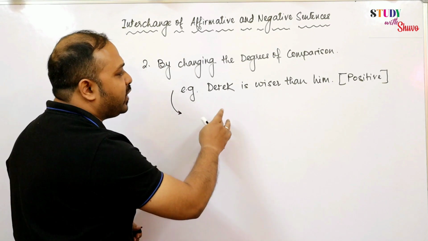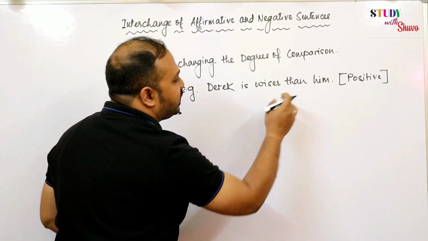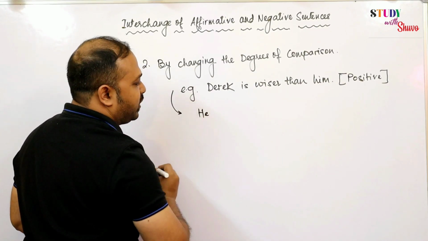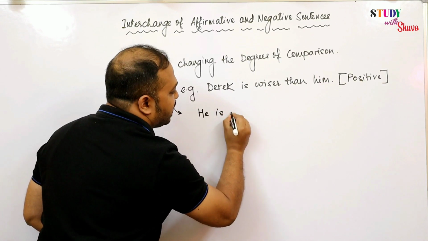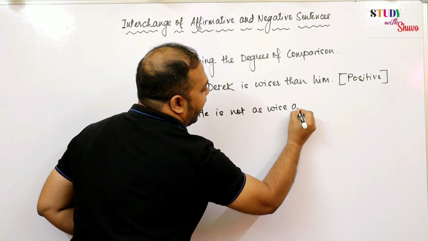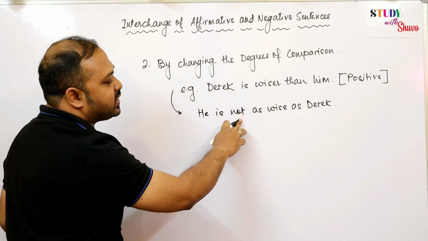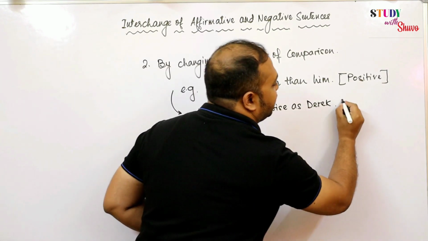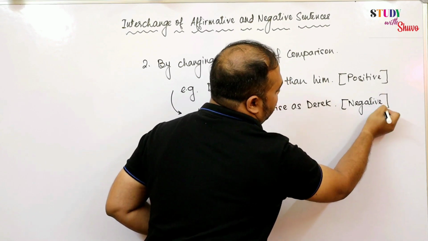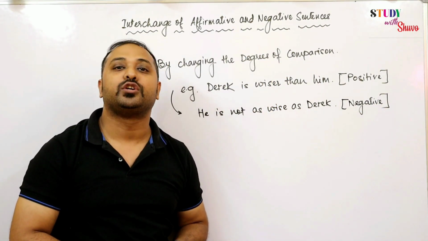When we are converting the sentence from positive to negative, we will start from the right hand side. We will now make he as the subject. So we'll write, he is not as wise as Derek. So here we have introduced a negative word, that is not. The sentence remains intact in its meaning, and we have also changed the sentence from affirmative or positive to negative sentence.